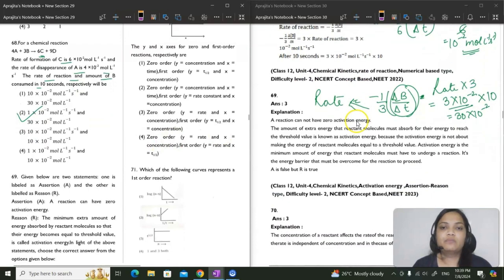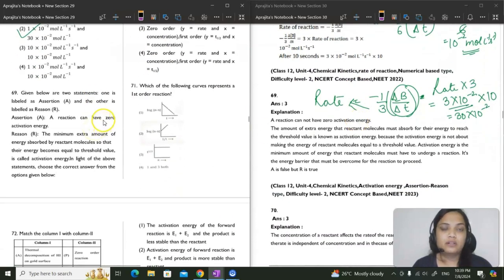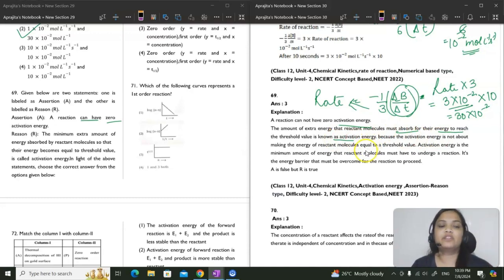Next, students, question number 69. There are an assertion and a reason given to you. The assertion says a reaction can have zero activation energy. A reaction cannot have zero activation energy, because it is the minimum energy required for a reaction to proceed. Actually it is the amount of extra energy that reactant molecules must absorb to reach the threshold value. For the reaction to occur, activation energy is required. So it cannot be zero.